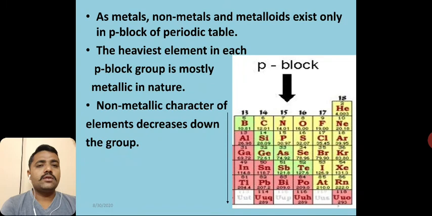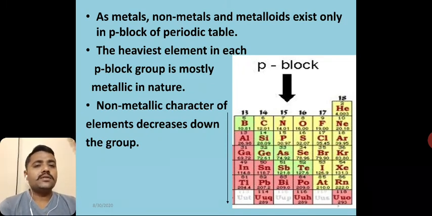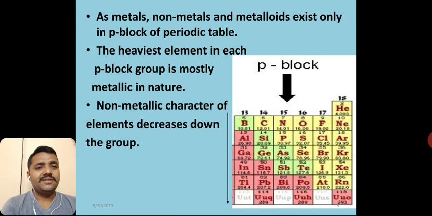Non-metallic character of elements decreases down the group. As I mentioned, the above side is non-metals, the medium side is metalloids, and the below side is metals. It means from top to bottom in the groups, metallic character increases, meaning non-metallic character decreases, and vice versa. From bottom to top, non-metallic character increases and metallic character decreases.